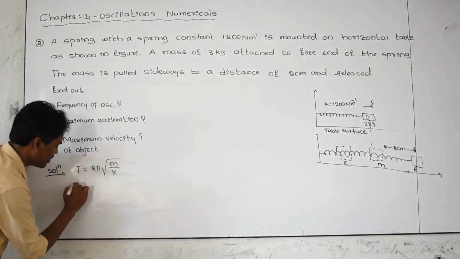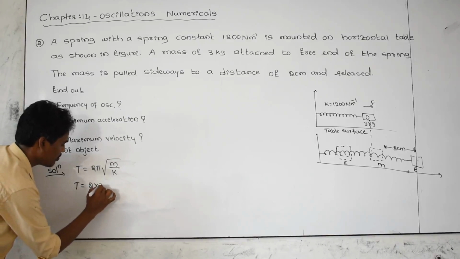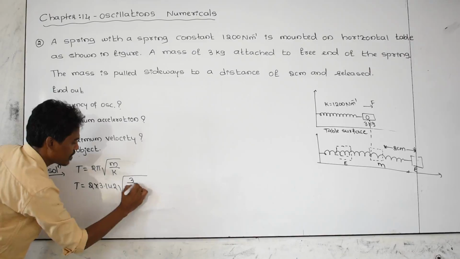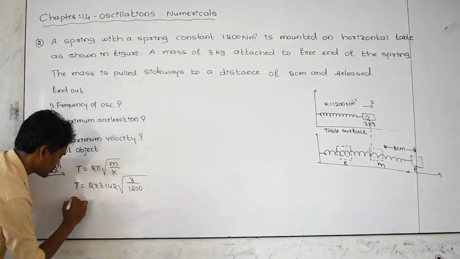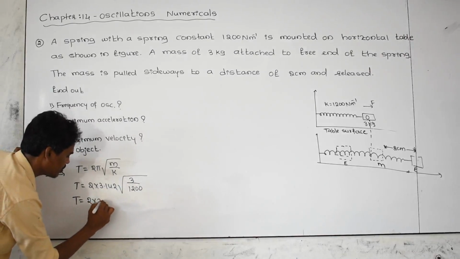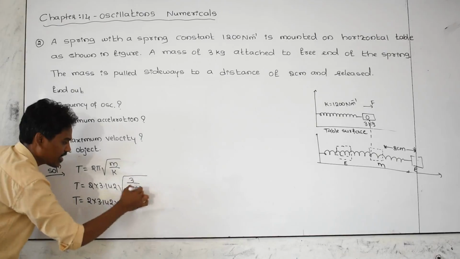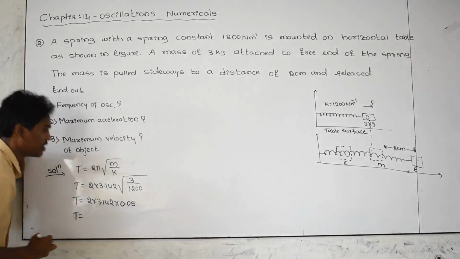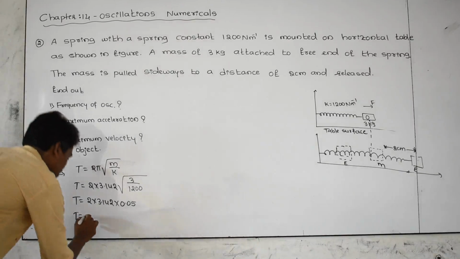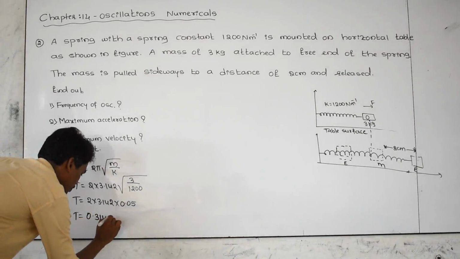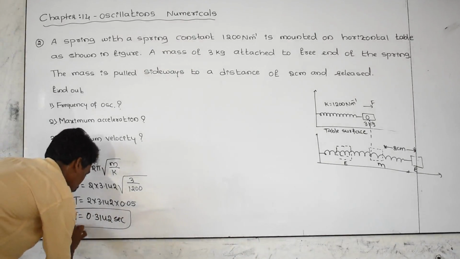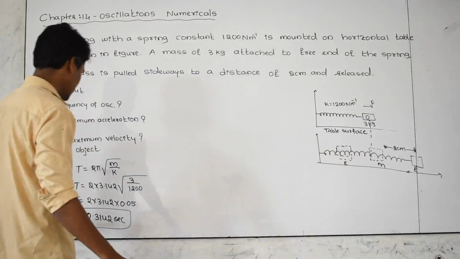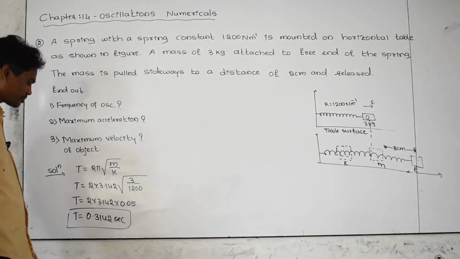And first find out T equal to 2 into 3.142 into root of the mass he has given, that is 3 kg. K is equal to 1200, and simplify, T equal to 2 into 3.142, and this one taken out, then it becomes 0.05, and we can find out the T value becomes, that is 0.3142 second, and T we have found out, means the time taken for one cycle is 0.3142 we are getting.